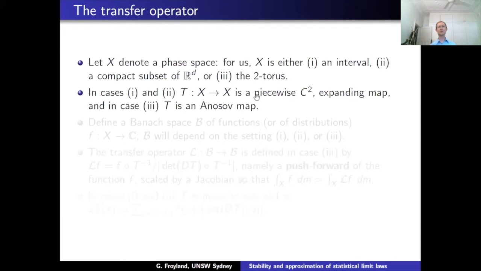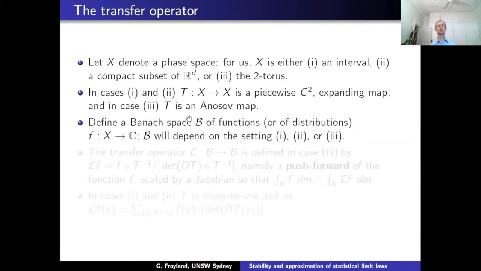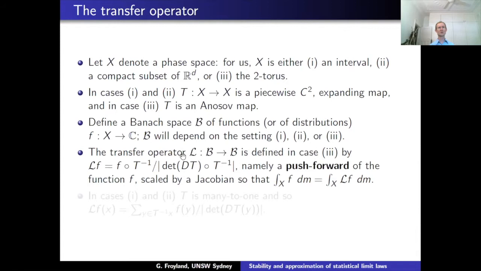And in cases 1 and 2, we'll be having expanding dynamics. And in case 3, we have hyperbolic dynamics. So on X, we want to define a Banach space of functions. This is going to be where our transfer operator is going to act. In the Anosov case, they're actually distributions, they're not functions. They're complex valued, and exactly what B is will depend on the setting. So in this first part of the talk, I'm just sketching ideas rather than going into details.